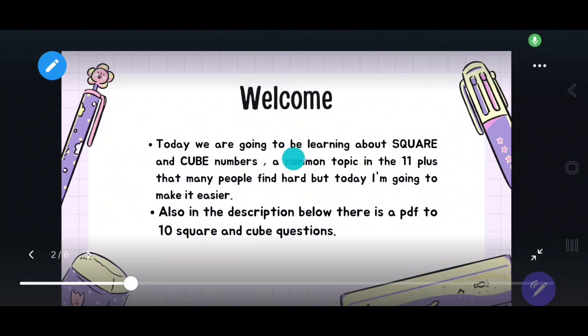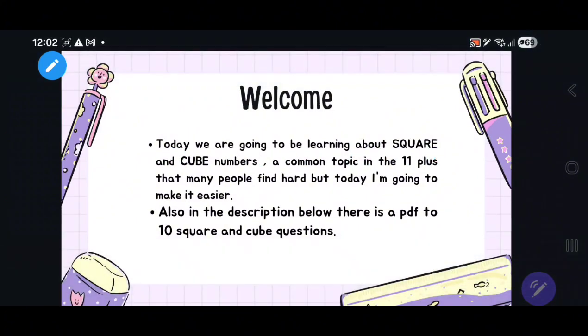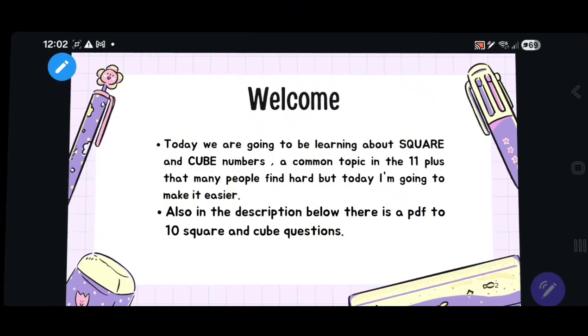We are going to be learning about square and cube numbers, a common topic in the 11 plus that many people find hard, but today I'm going to make it easier for you. In the description below, there is a PDF of 10 square and cube questions, and it also includes the answers. So try that out to test yourself at the end of this video.